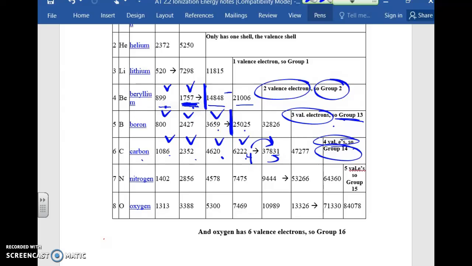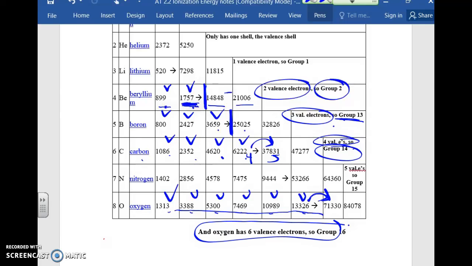And jumping ahead to the last one, oxygen, there's a steady increase, nothing too dramatic. Oh, yes, we're increasing by about 6 times here, if my math is about right. That means that these are all considered relatively low. 1, 2, 3, 4, 5, 6. 6 valence electrons. That means this element is in group 16.